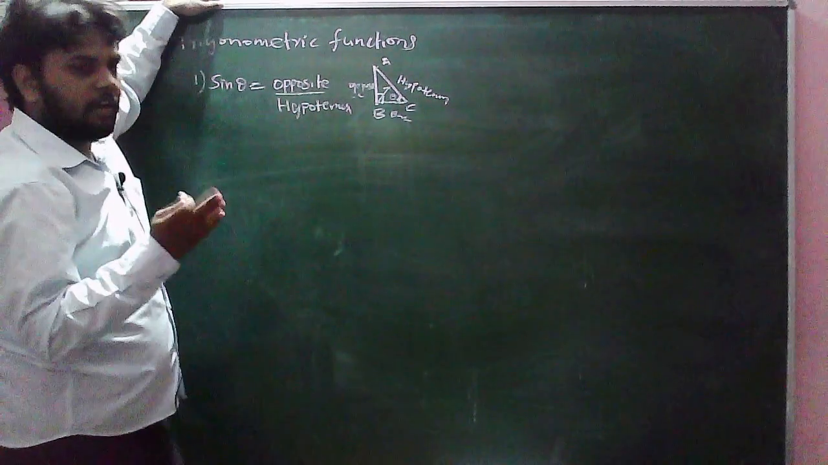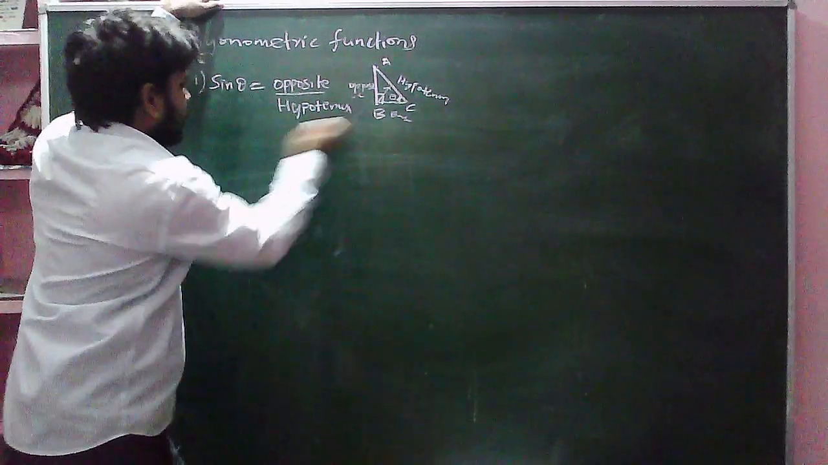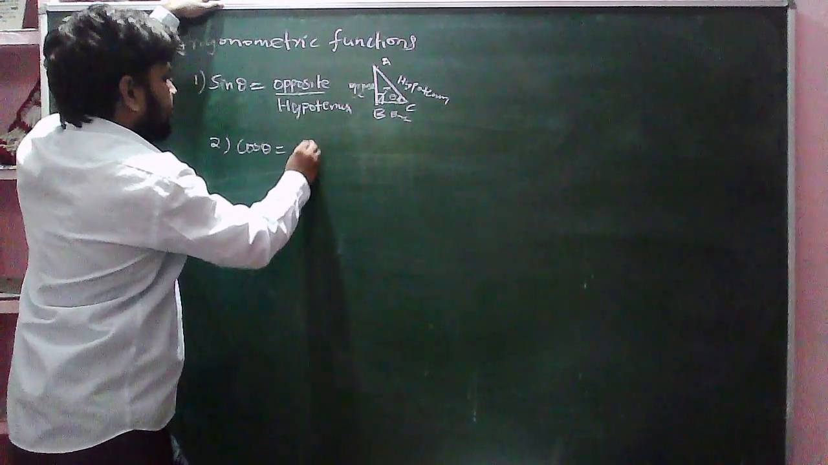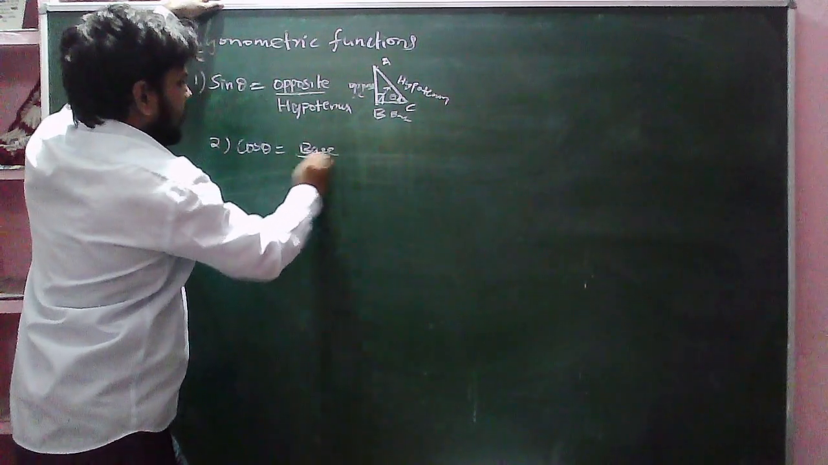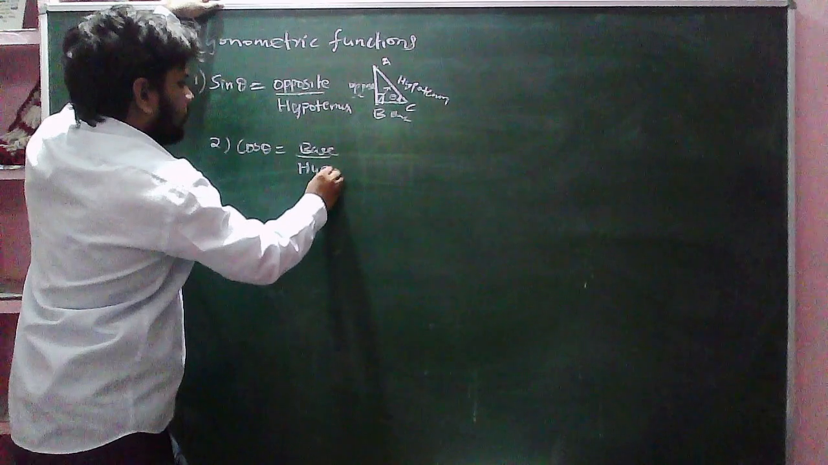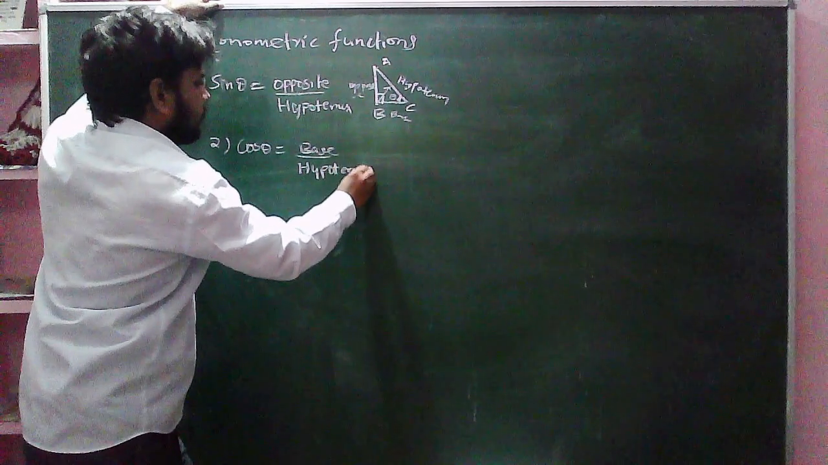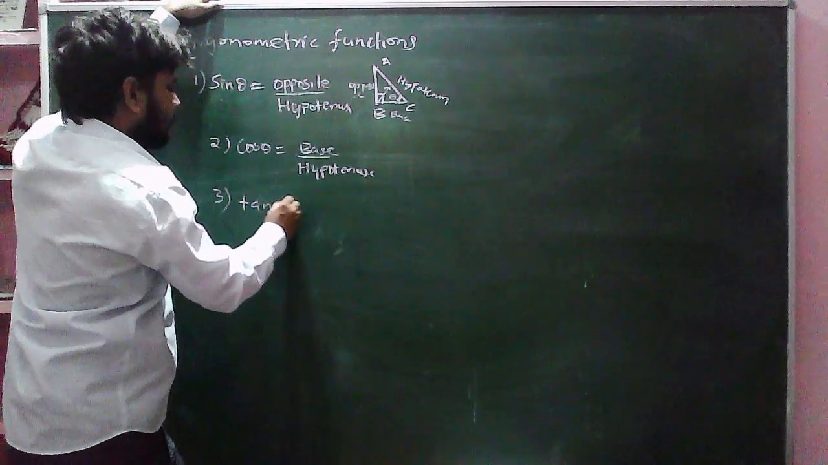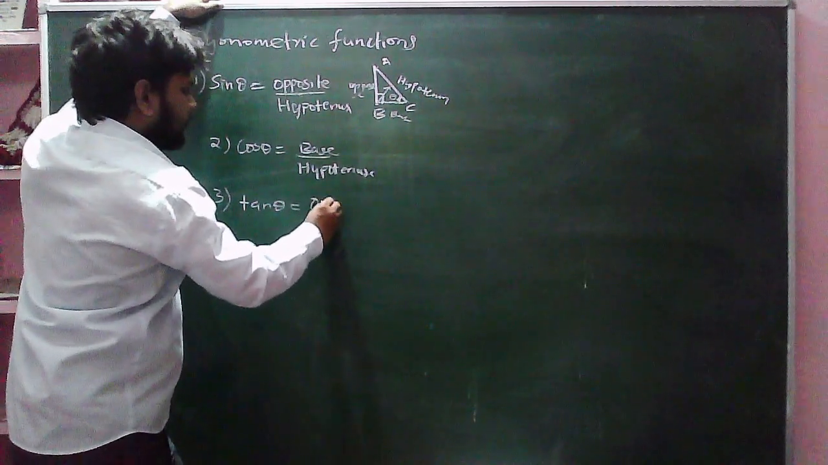And the next formula is cos theta. Cos theta is equal to base by hypotenuse. And we have tan theta is equal to opposite by base.